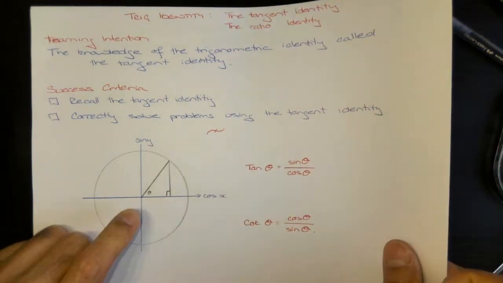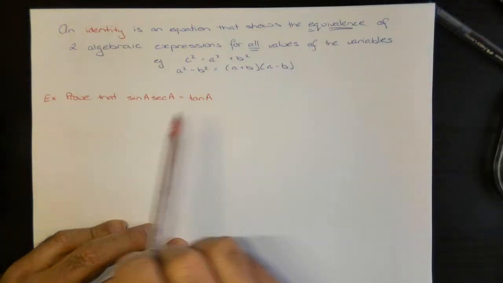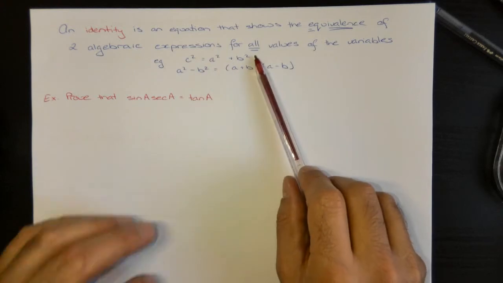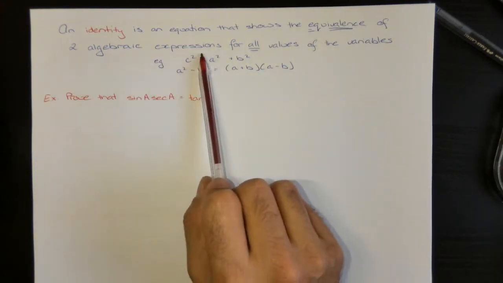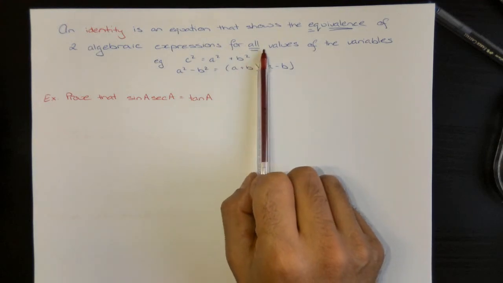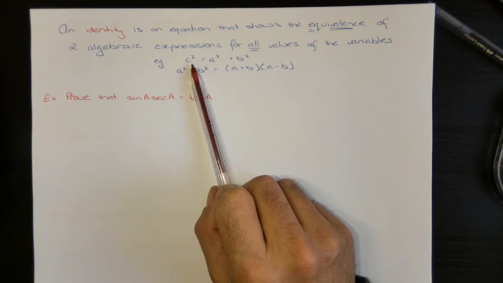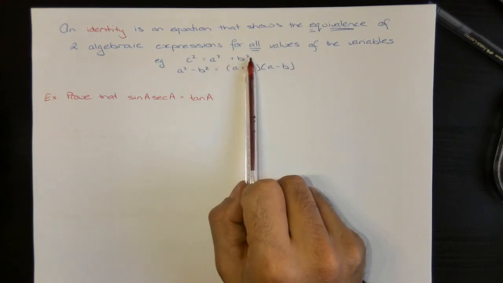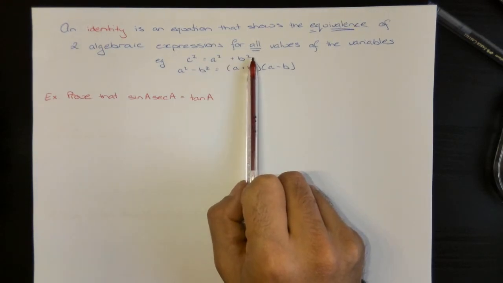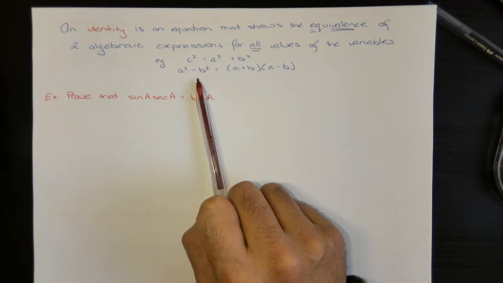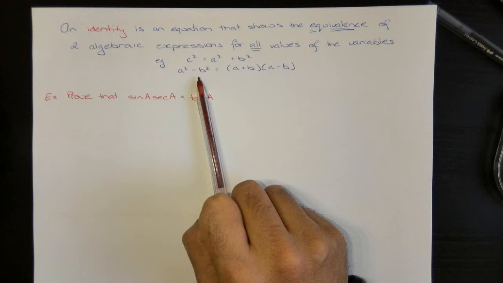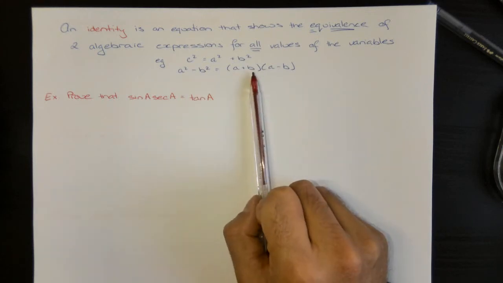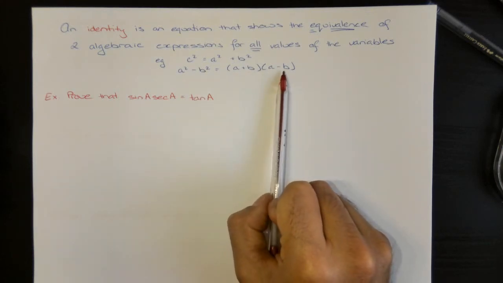So, an identity is an equation that shows the equivalence, the equalness of two algebraic expressions for all values for the pronumerals or variables. For example, our famous one that we do is Pythagoras, c squared equals a squared plus b squared. That always works out to be true. Or when we do algebraic factorization, a squared minus b squared, the difference of two squares, is the same as a plus b multiplied by a minus b.